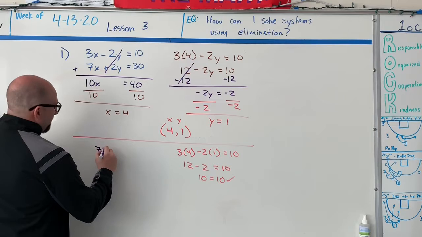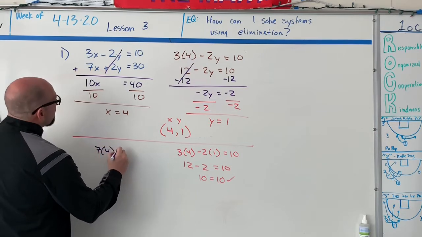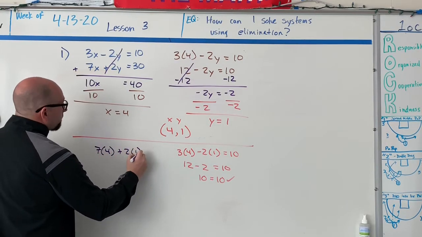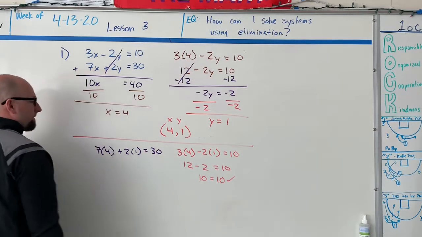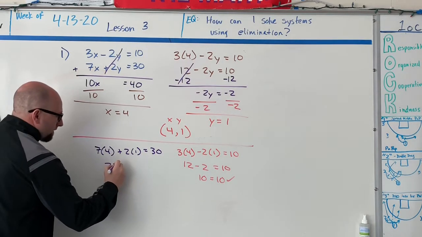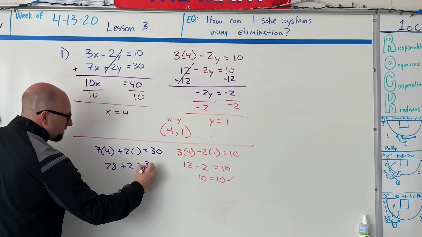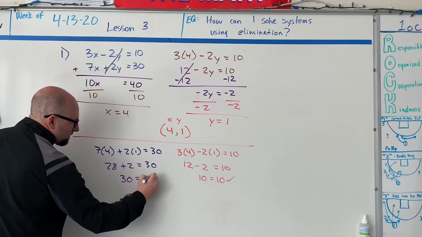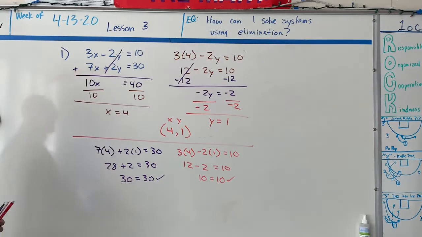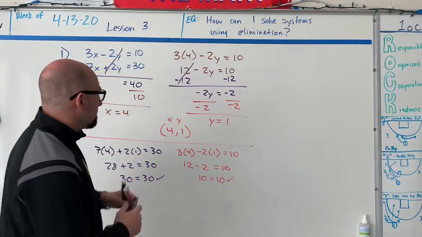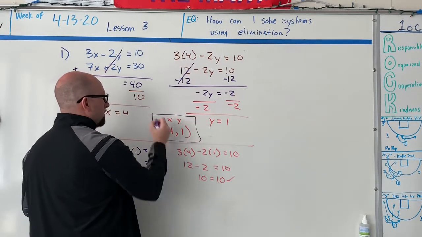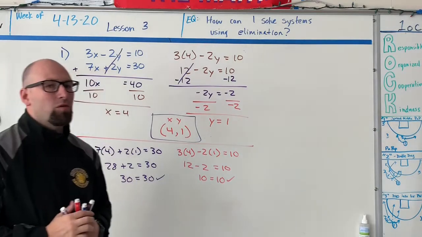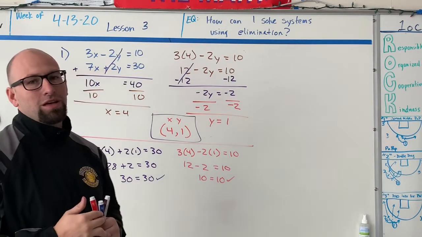We've got 7 times 4 plus 2 times 1 equals 30. Okay, 7 times 4 is 28. 2 times 1 is 2. 28 plus 2 is 30. 30 equals 30. Verified. So this is the solution to this system of equations, and we used the elimination method.